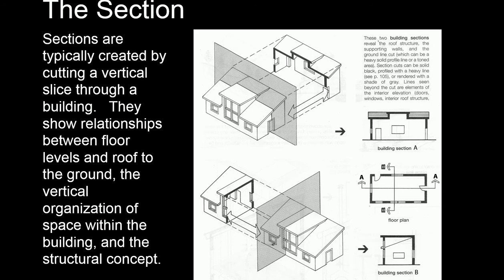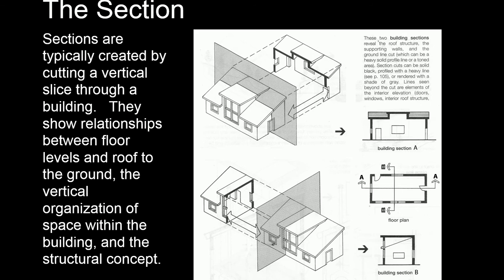Sections can be taken either longitudinally or in cross section, so they can go in either direction. This is the same house shown here being sliced down its length and then sliced across its side. Okay? So that is another kind of drawing that helps you to understand what the space is like.